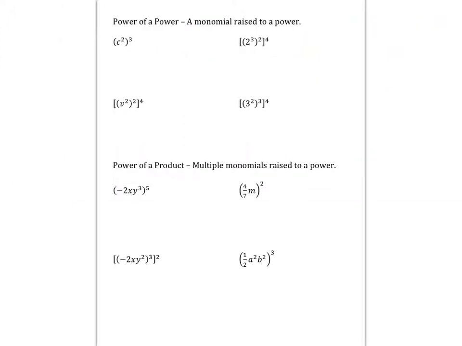Now let's look at the power of a power rule. So a monomial raised to a power. Here I have c squared to the 3rd power. If I would write this out, I'd have 3 of these: c squared times c squared times c squared. So 2 plus 2 plus 2 is c to the 6th. Otherwise, I could have just taken this 2 and 3 that are next to each other and multiplied them right together. And 2 times 3 is c to the 6th. So instead of writing everything out, I would have just simplified it that way.